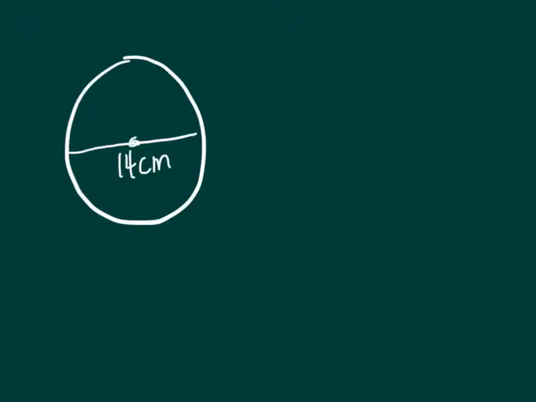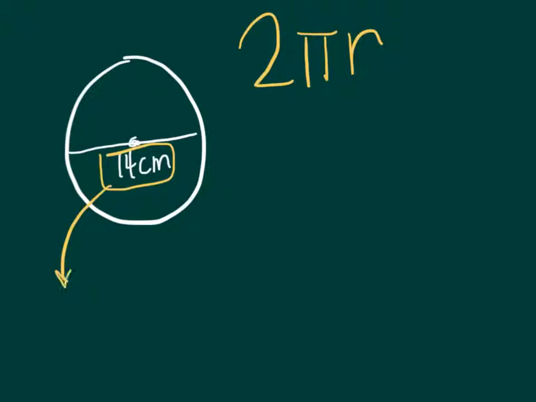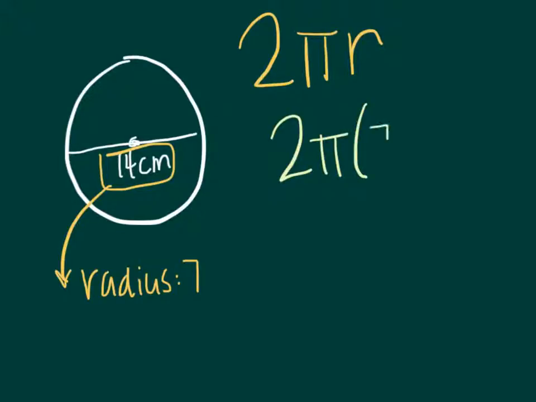Here's another situation, just finding the circumference. Again, that formula is 2 pi r, and we will use that to find the circumference of this circle. Well, we're given the diameter, and so if we have the diameter, the radius would be half of the diameter, which is 7. So in the formula, we will do 2 times pi times 7, which would be 14 pi.